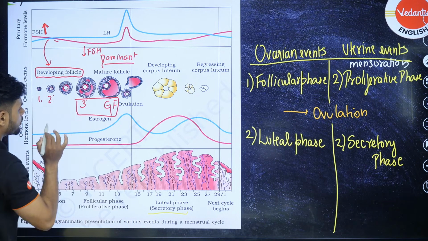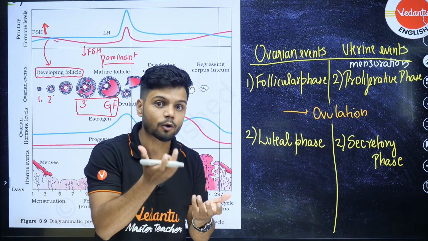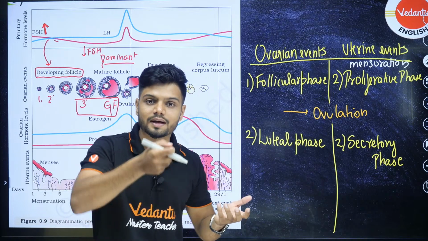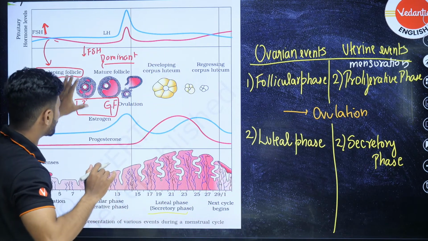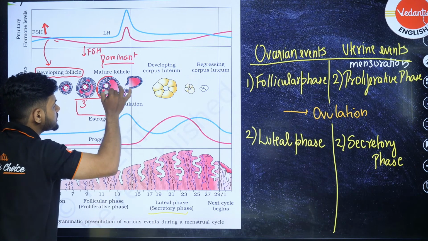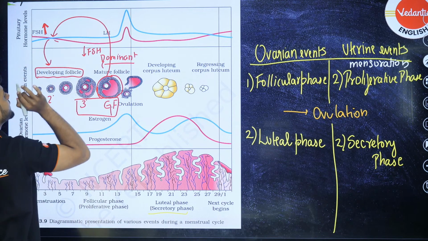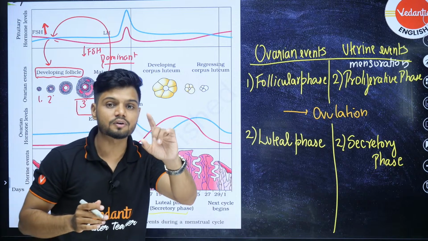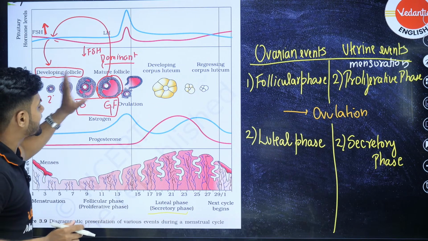Now, how is it happening? How is it decreasing? That is very important to understand. There is something called the feedback mechanism. Once there is a dominant follicle, the surrounding cells, called granulosa cells, do the feedback mechanism to decrease the level of FSH.